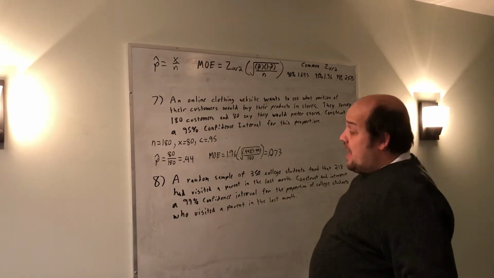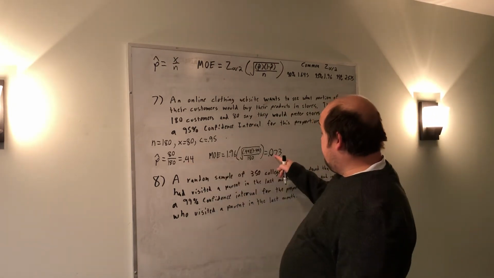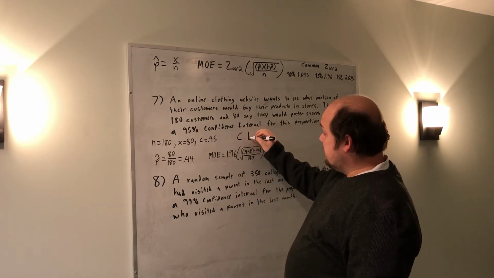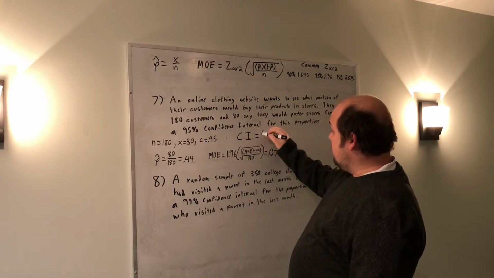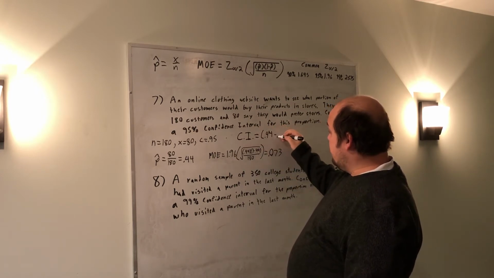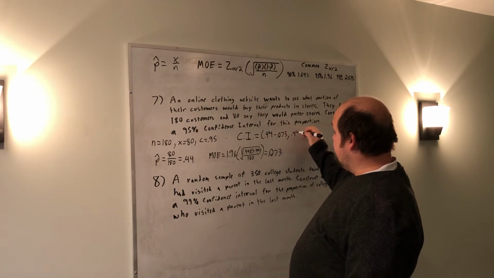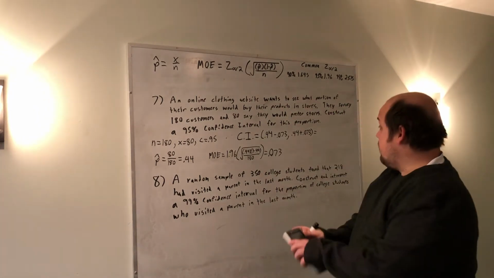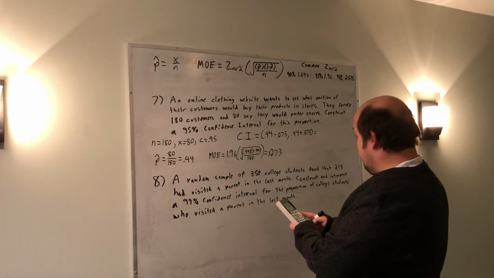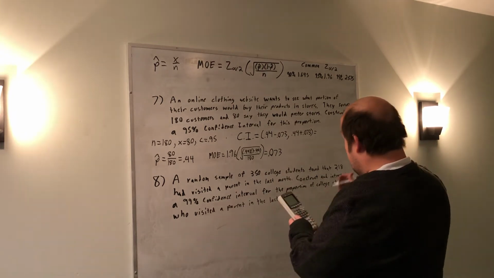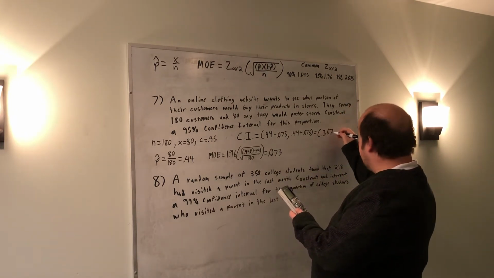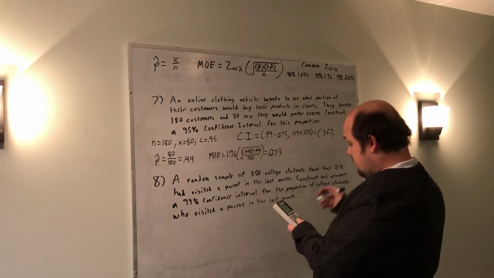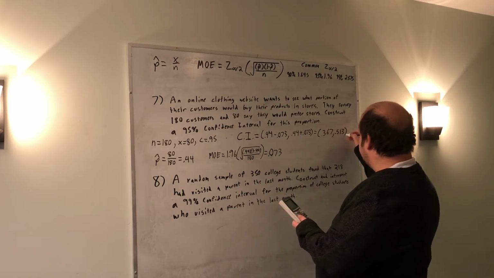I then need to make my confidence interval by taking my p hat minus my margin of error and my p hat plus my margin of error. So my confidence interval is going to equal 0.44 minus 0.073 and 0.44 plus 0.073. When I put that into my calculator, 0.44 minus 0.073 gives me 0.367, and 0.44 plus 0.073 gives me 0.513.